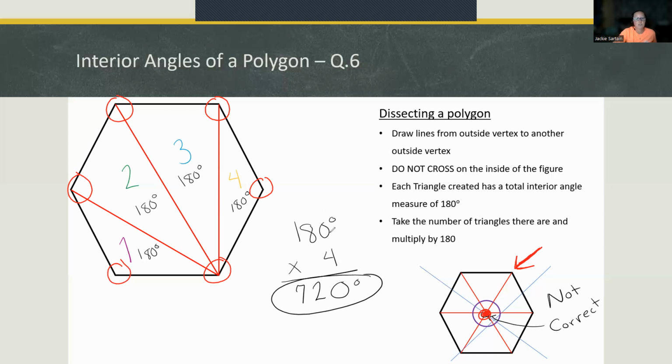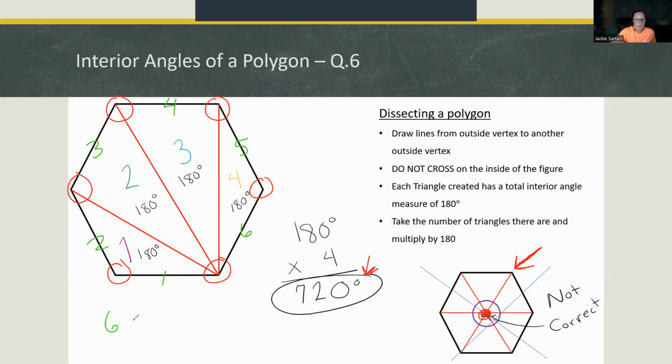So we're able to take 180 degrees and times it by 4 to give me my interior measurement. So we see that in our hexagon here, it's 720 degrees. Now, the other way that we could do it, remember, was by counting the sides. So 1, 2, 3, 4, 5, and 6.